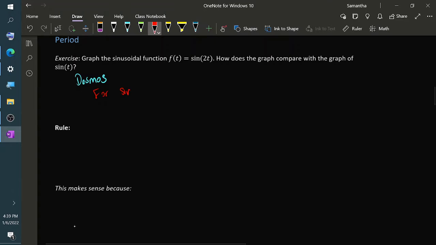For sine of 2x, the period was half as long, but in this case, the midline and the amplitude were unaffected.